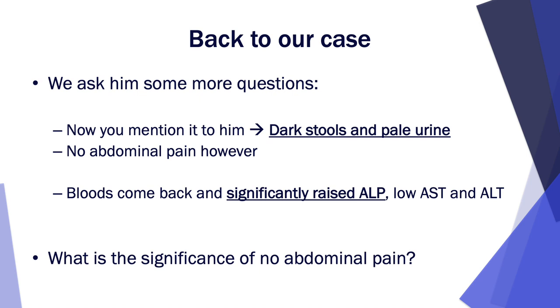So with our pale stools and dark urine and the significantly raised ALP, we can now assume that this is an obstructive jaundice. But he mentioned he had no abdominal pain. So what is the significance of this?